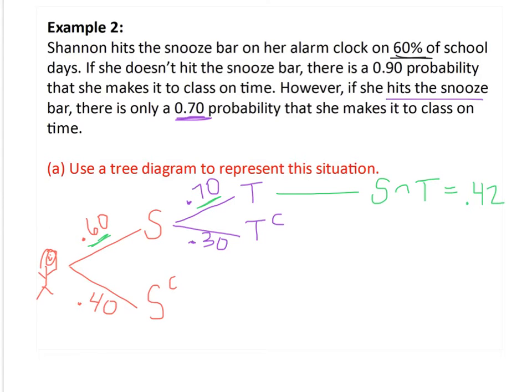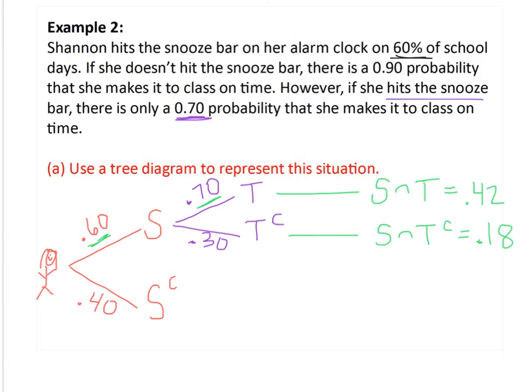The probability that she snoozes and doesn't make it on time, or the complement of making it on time, is 0.6 times 0.3. So snooze and not on time would be 0.18. So this is how we use diagrams to illustrate multiple events happening. Snoozing and making it on time is 0.42, multiply my branches. Snoozing and not making it on time is 0.18, multiply the branches.